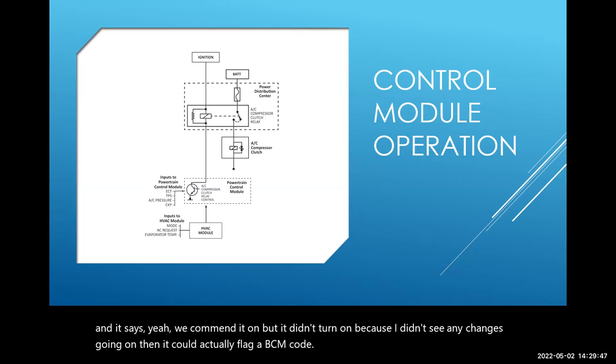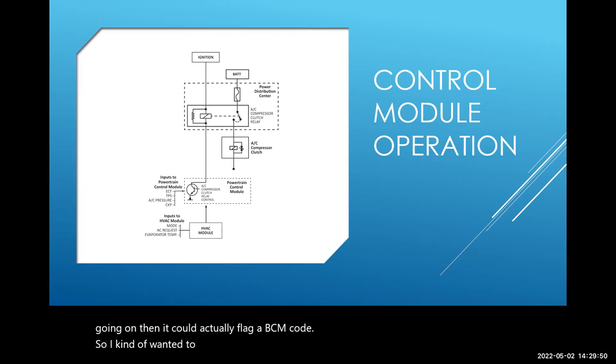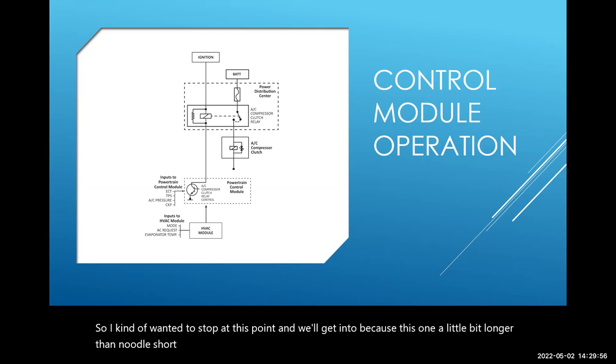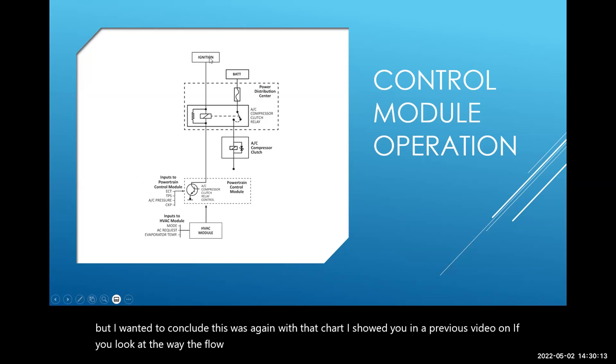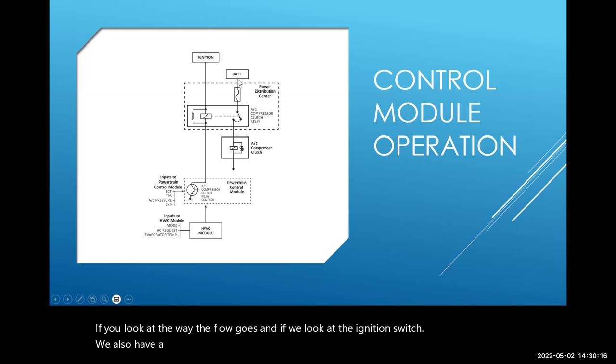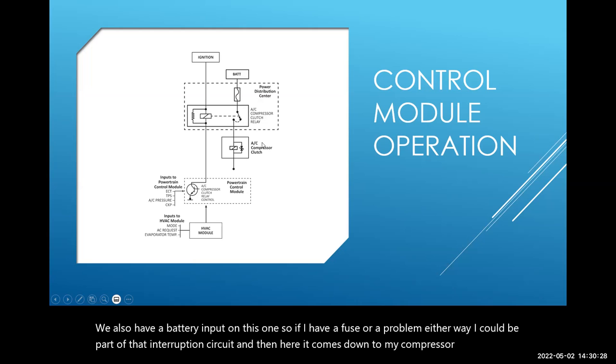I wanted to stop at this point, because this one is a little bit longer than the little short ones. I want to make sure that it sinks in a little bit as we go along. But I wanted to conclude with that chart I showed you in a previous video. If you look at the way the flow goes, at the ignition switch, we also have a battery input on this one. So if I have a fuse problem either way, it could be part of that interruption circuit. And then here it comes down to my compressor relay, and then I have my compressor clutch.